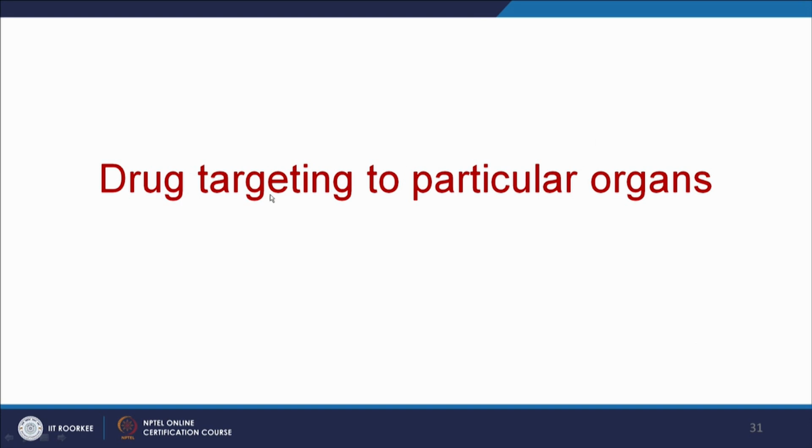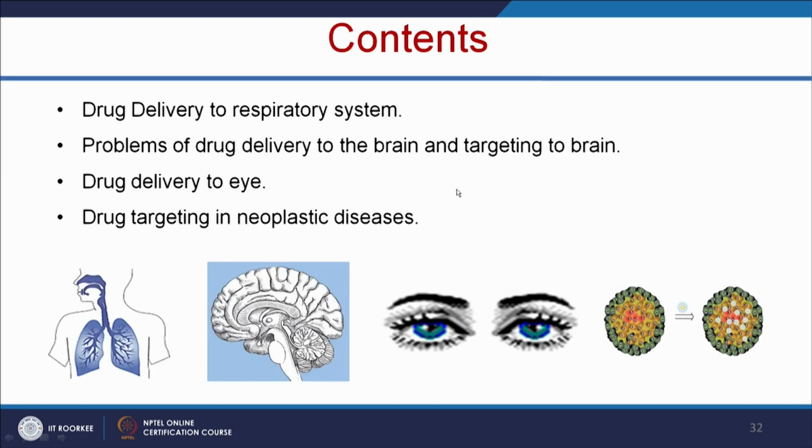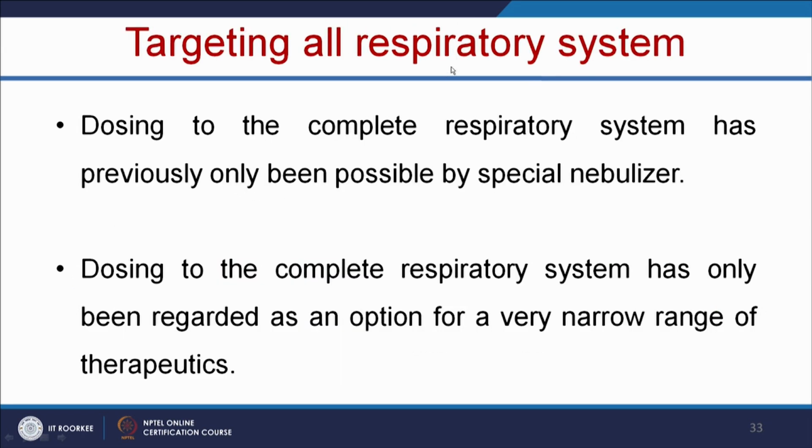So, let us see how we can target drugs to particular organs. Under this, we are going to see how we can target the drug to the respiratory system, how we can target the drug to the brain, and how we can target the drug to the eye, as well as neoplastic diseases. First, let us see how we can target the drug to the respiratory system.